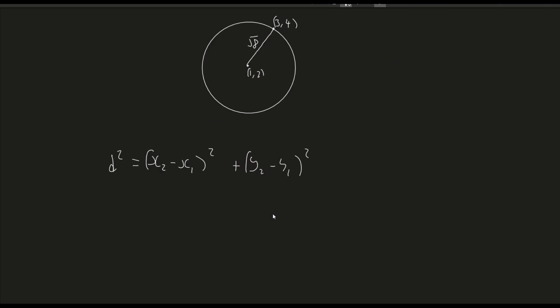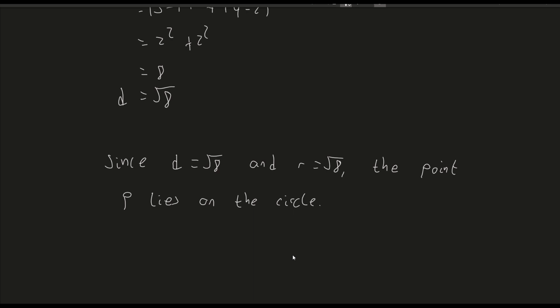So the distance formula states the following, and when we plug these numbers in, we get (3 minus 1) squared plus (4 minus 2) squared, which is 2 squared plus 2 squared, which is 4 plus 4, which is 8, and then that's d squared, so d is the square root of 8. Since d, which is the distance between the point and the centre, is the square root of 8, and the radius is also the square root of 8, the point P lies on the circle, as required.